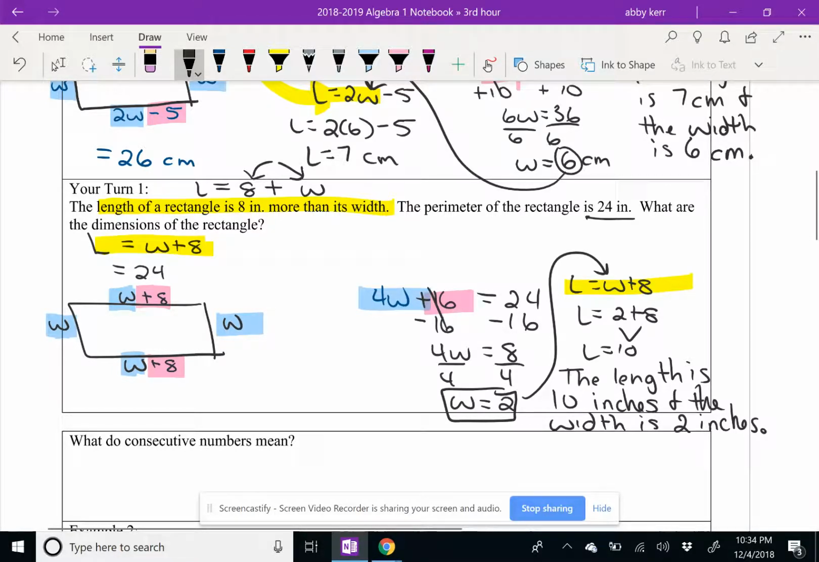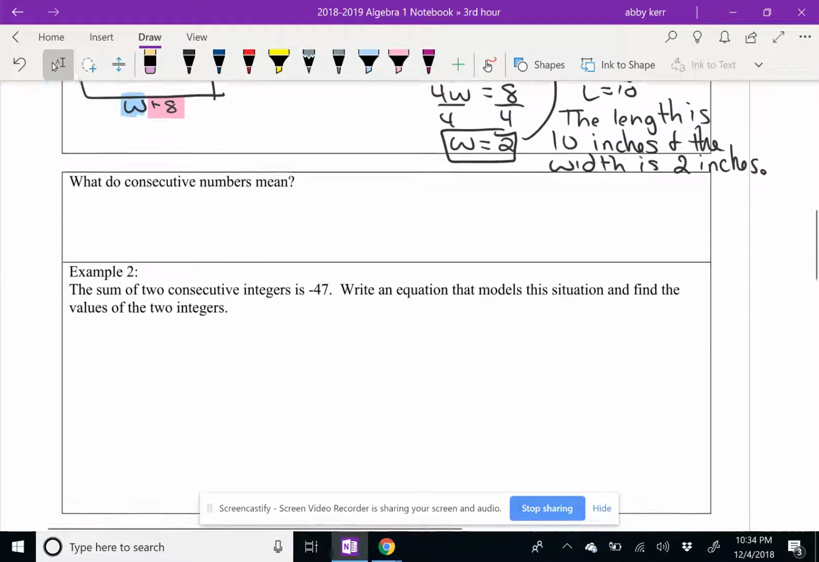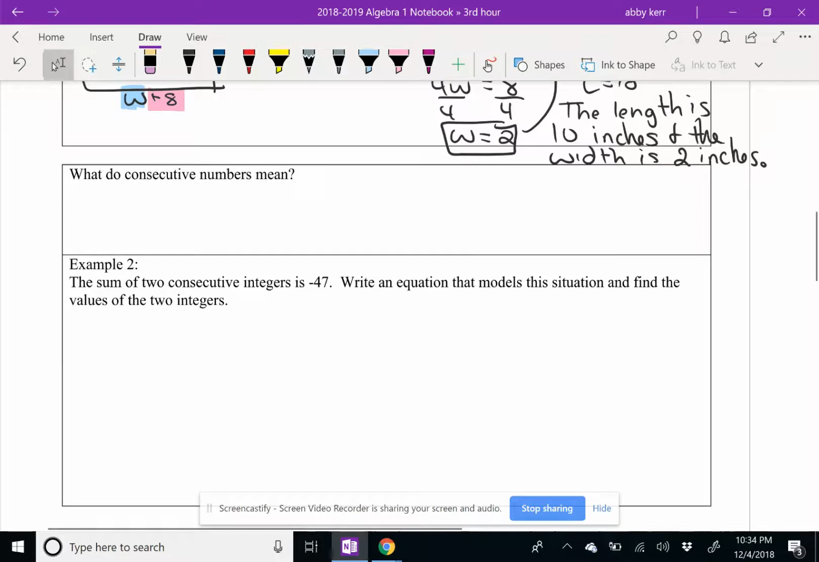So the nice thing about perimeter problems is that in Algebra 1, really all we're going to be dealing with is a rectangle. But if we choose to do a different shape, you do the exact same thing. If it's a triangle or whatever shape we may give you. Now the second type of word problem that we're going to cover is called consecutive numbers. So what do consecutive numbers mean?